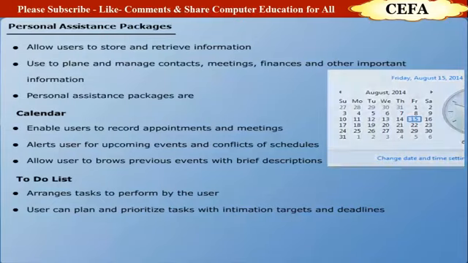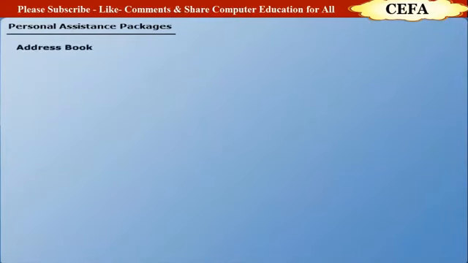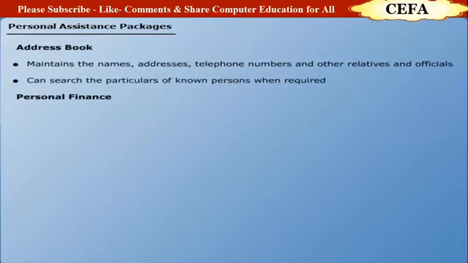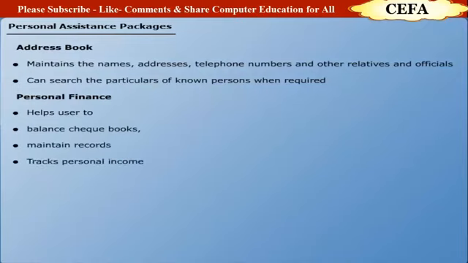Address book. Address book maintains the names, addresses, telephone numbers, and other related information about friends, relatives, and officials. Users can also search the particulars of known persons when required. Personal finance. Personal finance helps users to balance their checkbook, maintain bill records, track personal income and expenses, and set up the budget.